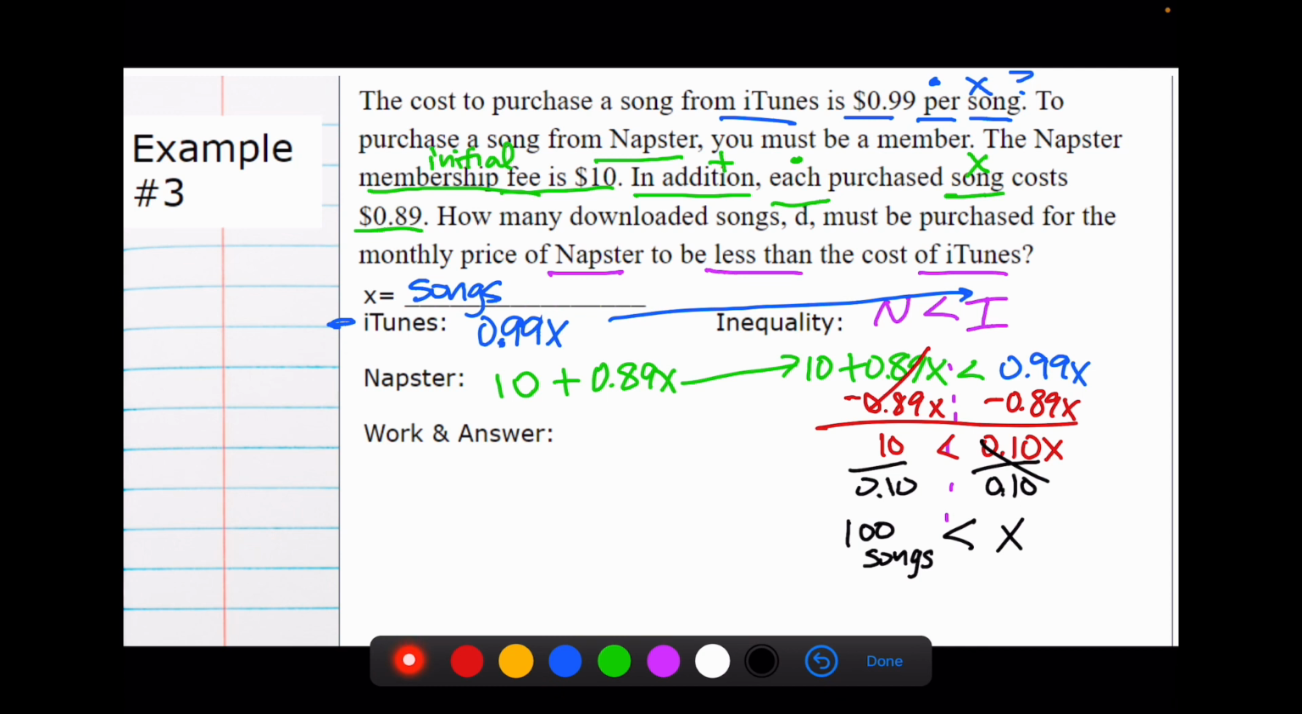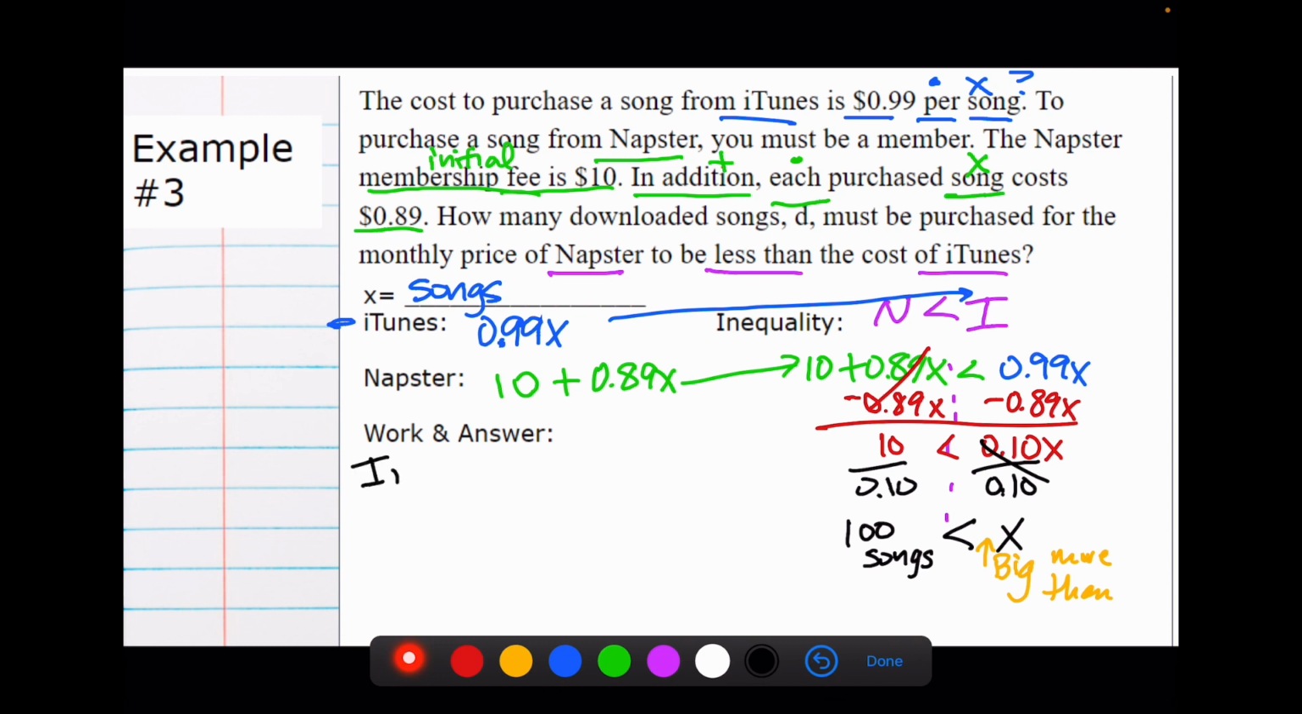So if I look back at my inequality here, I remember I have to read from the x over. This says that my x, the number of songs, has to be bigger because this is a greater than symbol. Remember, the big part of the mouth is touching the x. So that means that I need more than 100 songs. So in order for Napster to be smaller than iTunes, I need to have or download more than 100 songs. So we're going to write that down.